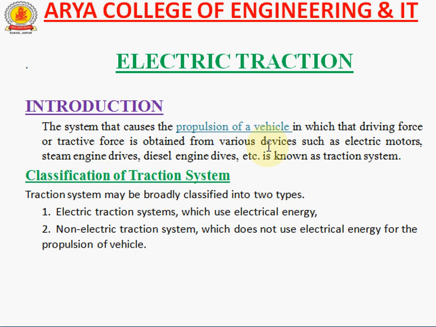So, classification of traction systems: they are broadly classified into two types. Number one is the electrical traction system and number two is the non-electric traction system. The electrical traction system uses electrical energy, and the non-electrical traction system does not use electric energy for the propulsion of the vehicle.